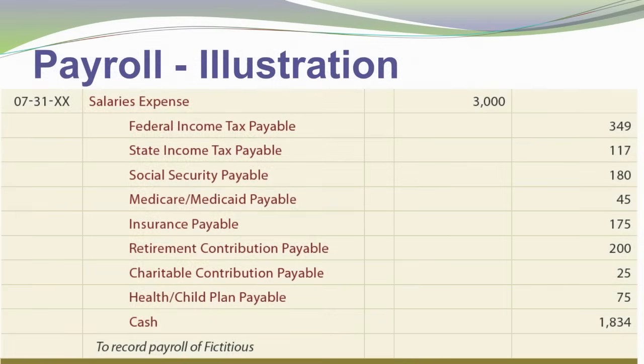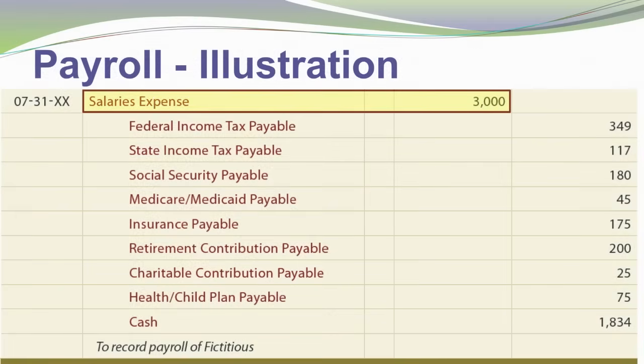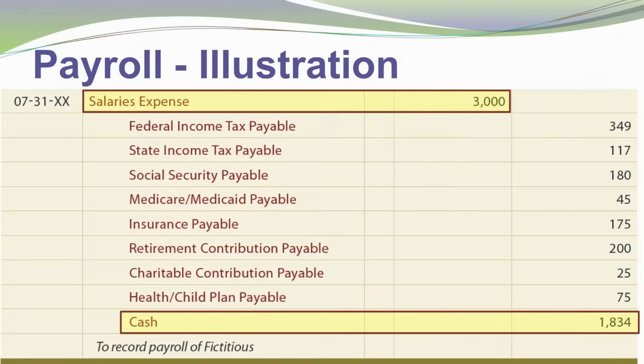Okay, here's a payroll journal entry. Here we've got the gross pay of $3,000. We're debiting salary expense, but we're only crediting cash $1,834, the amount remitted to the employee. All of the other items reflect the differences, the various payables: federal income tax payable, state income tax payable, Social Security payable, and so forth.